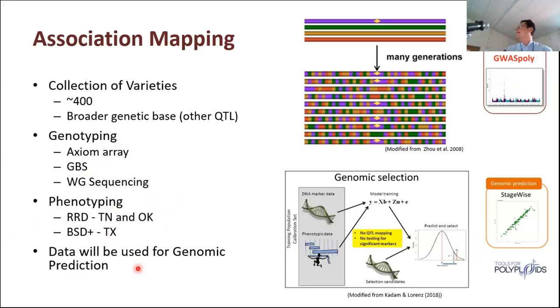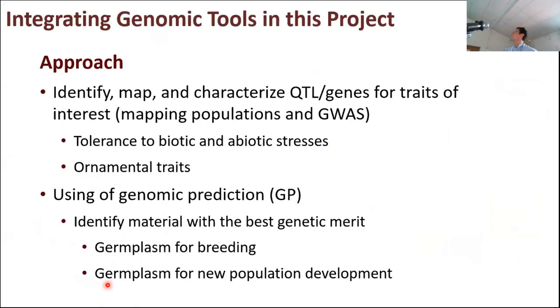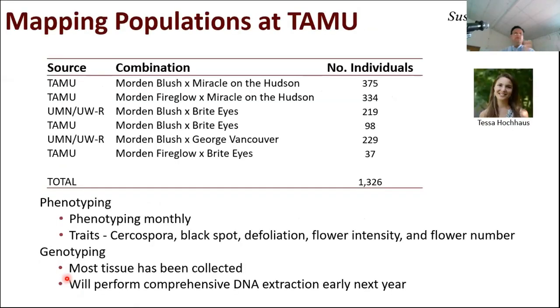All right, like I said before, we were interested initially just in gene discovery efforts, but of course we want to apply genomic prediction as well. So our approach is this: identify QTL, understand genetic basis of traits, and let's see if we can implement genomic predictions to identify germplasm for breeding or germplasm for new population development as well. Okay, so that is the new thing that we're trying to do, is do more genomic prediction.